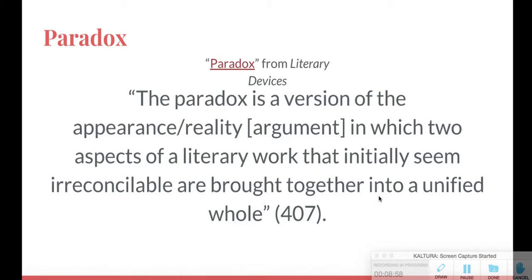According to Wolf, the paradox is a version of the appearance versus reality argument in which two aspects of a literary work that initially seem irreconcilable are brought together into a unified whole. In other words, paradox helps to unearth the complexity of a work of literature by taking elements that seem to be opposed to each other and showing how they actually work toward a single central idea.